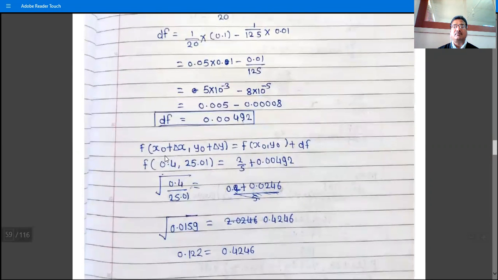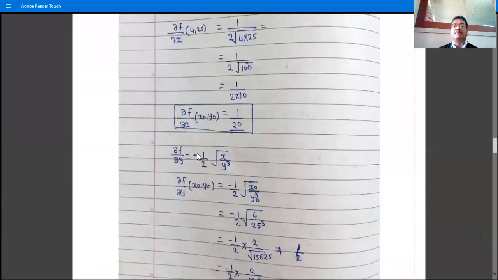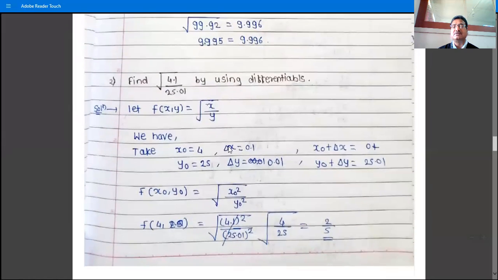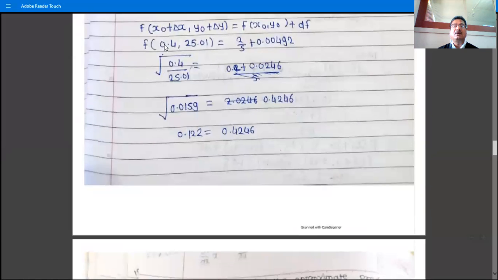0.00492. And then write the formula f of x naught plus delta x, y naught plus delta y is equal to f of x naught, y naught plus df, and substitute the values. X naught plus delta x is 4.1, y naught plus delta y is 25.01, and f of x naught, y naught is 2 by 5, df is this, and therefore we have this answer. Their addition is this 0.42.